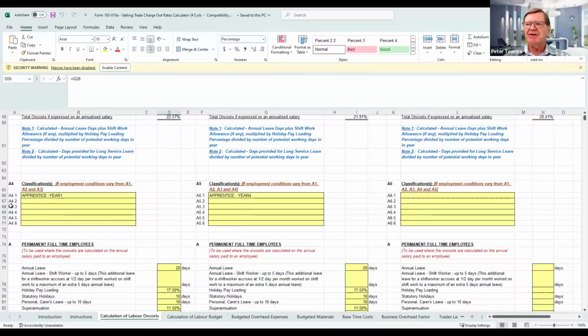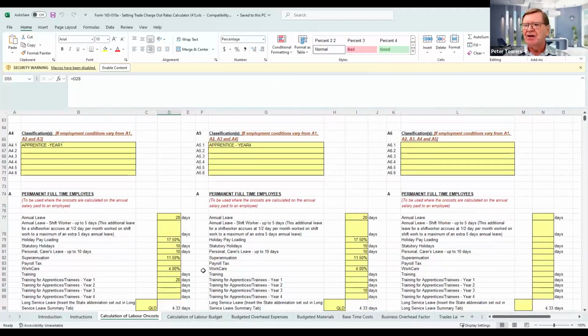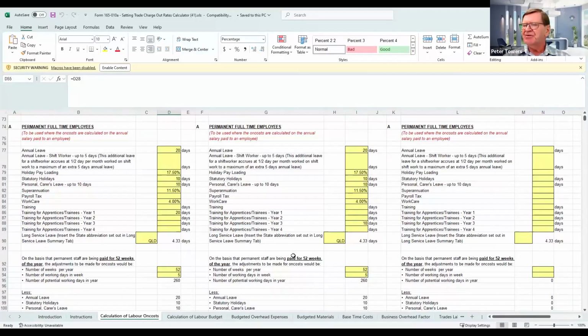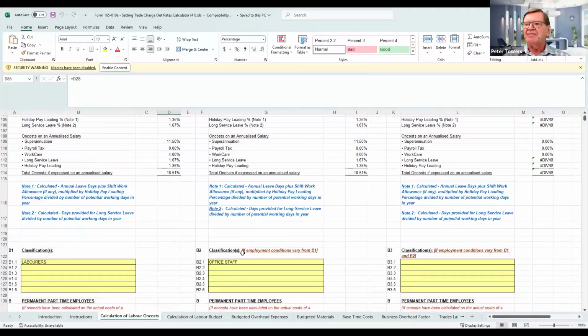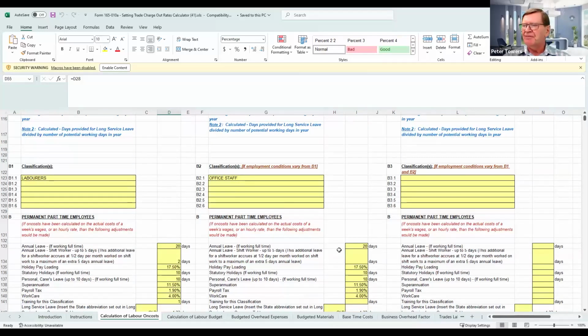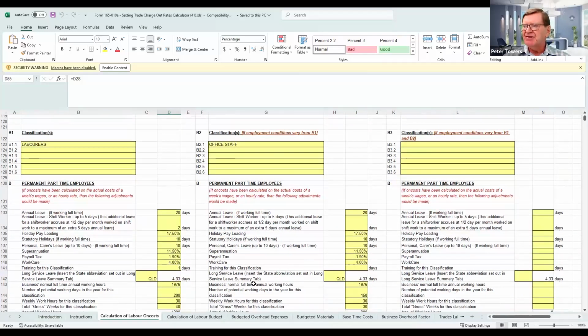We then had a couple of others. So we had apprentices year one, they got different training days. We were saying a year one apprentice gets 20 days training, and the apprentice year four got 10 days training, and so that made some adjustments. We then have the permanent part-time employees. So we said we had some labourers and we had some other office staff, but were only coming in part of the time. So we've made provision for them.